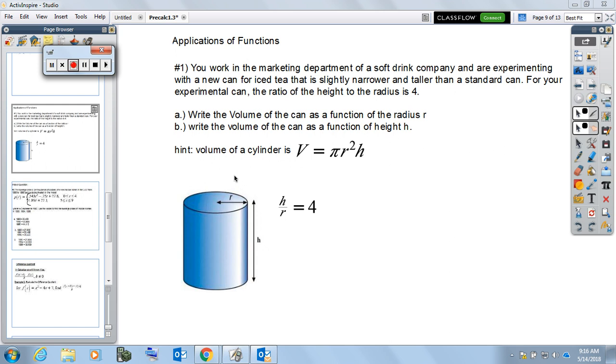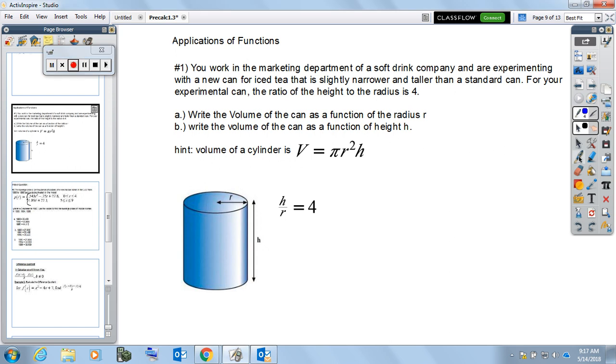Alright? And I've given you a little bit of a hint down there at the bottom, and that goes to the ratio of the height to the radius being 4. Well, why is that useful? Because this gives us a secondary equation which involves h and r, and it allows us to solve for either h or r depending on what we want.